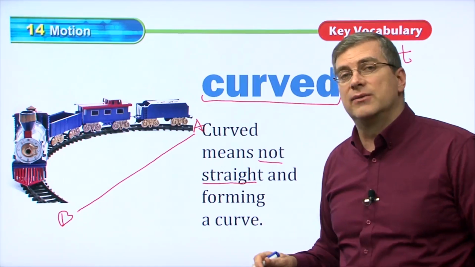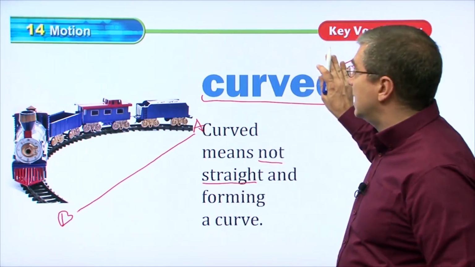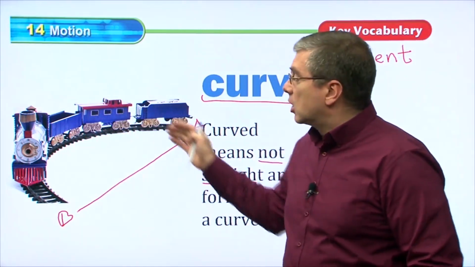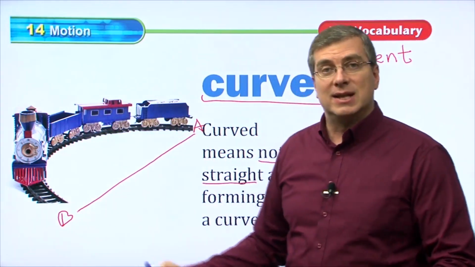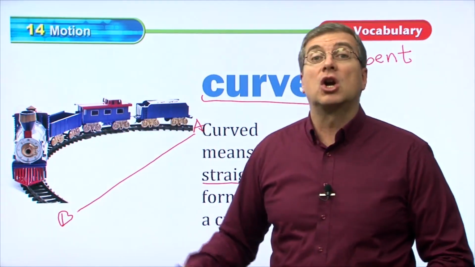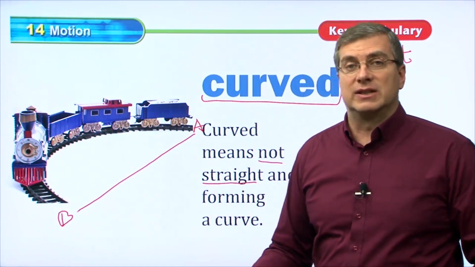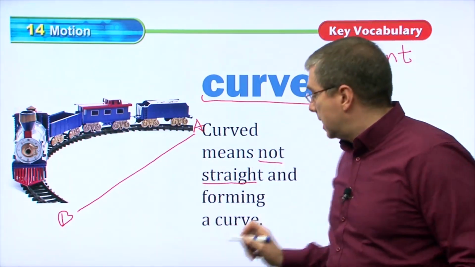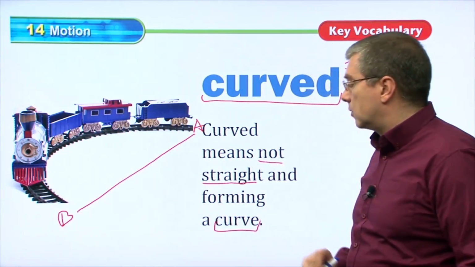Curved is an adjective. Curve, without the D, that's a noun. So we say there's a curve in the tracks. Go around the curve, that's a noun. If we say the tracks are curved, that's an adjective, okay? So curved means not straight, and forming a curve, that's our noun right there.